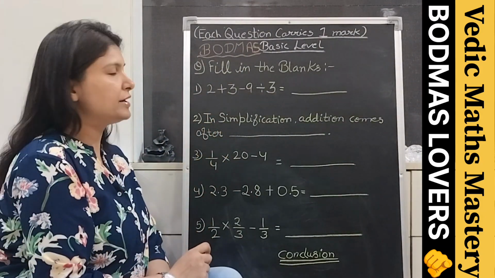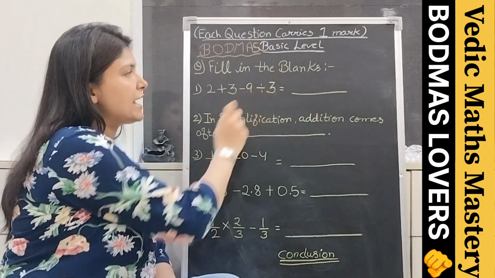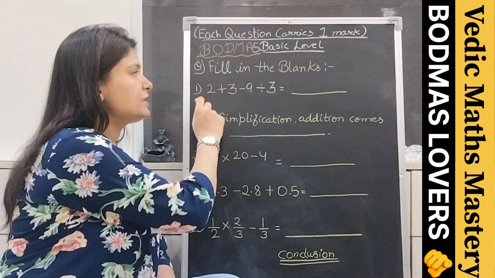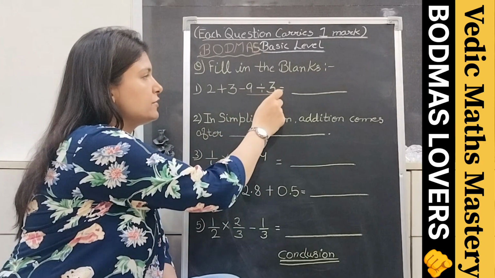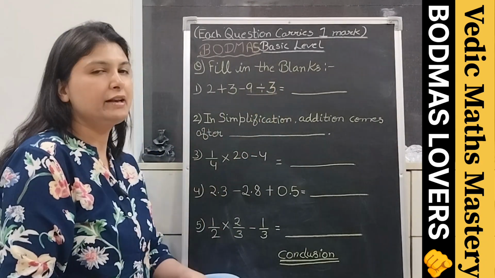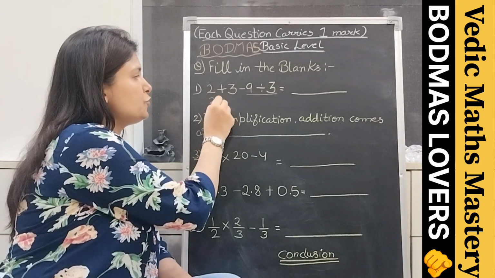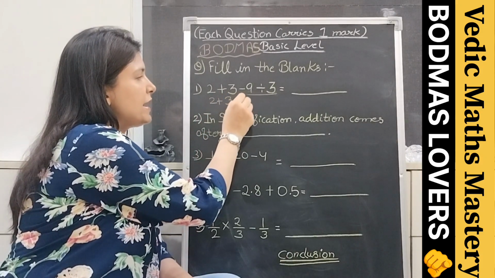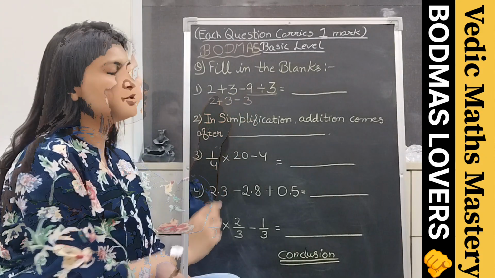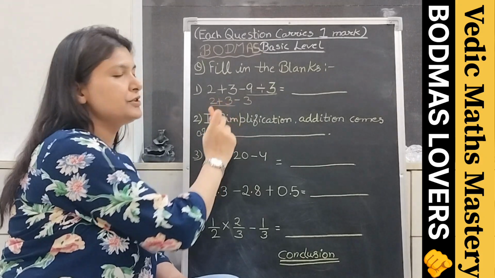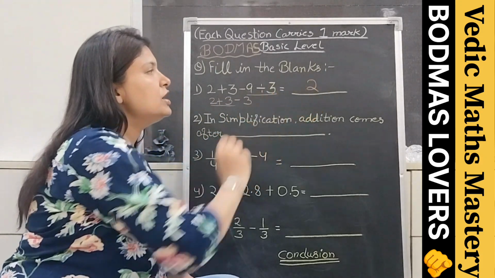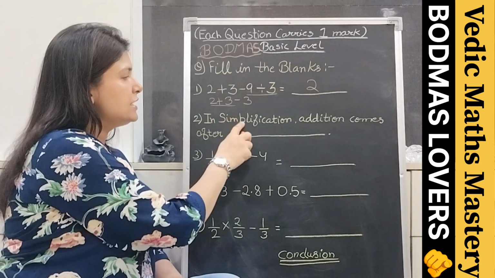Now look at question number 1: 2 plus 3 minus 9 divided by 3. First, there is no bracket and order. First solve this: 9 divided by 3, that is 3. So 2 plus 3 minus 3. Now you can solve addition first. 2 plus 3 is 5, minus 3, that is 2. So 2 will be the correct answer.